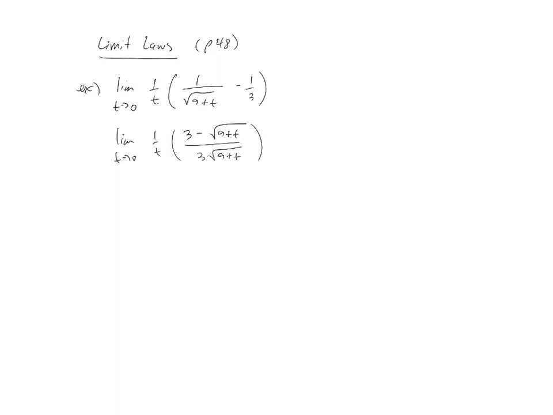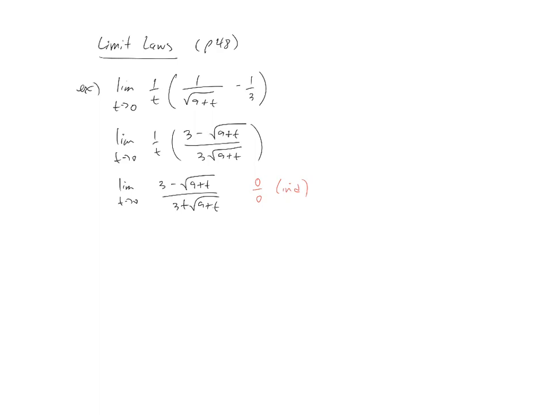And again, that's just with an LCD putting it all together. Finally, I'll multiply the 1 over t in, and that's going to give me a 3 minus root 9 plus t over 3t root 9 plus t. Okay, so now I'm at a point where if I reevaluate, since I have everything condensed down, you can see very quickly you'll get that 0 over 0, which is our indeterminate form. And now I need to manipulate the function.